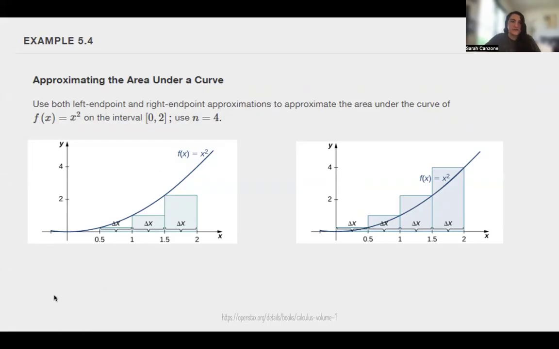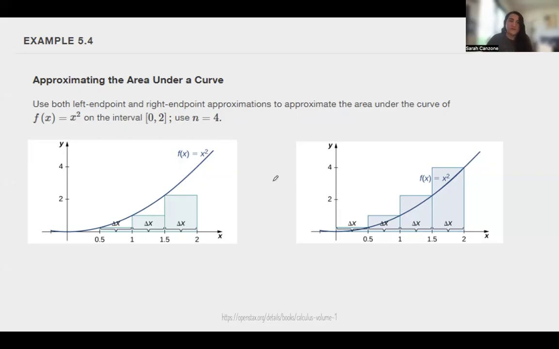All right, so here's an example. Use both left endpoint and right endpoint approximations to approximate the area under the curve f of x equals x squared on the interval 0 to 2. Use n equals 4. This is typically the type of information that you would be given. You're going to be given an n, an interval, and a function. You may not be given a graph, though.